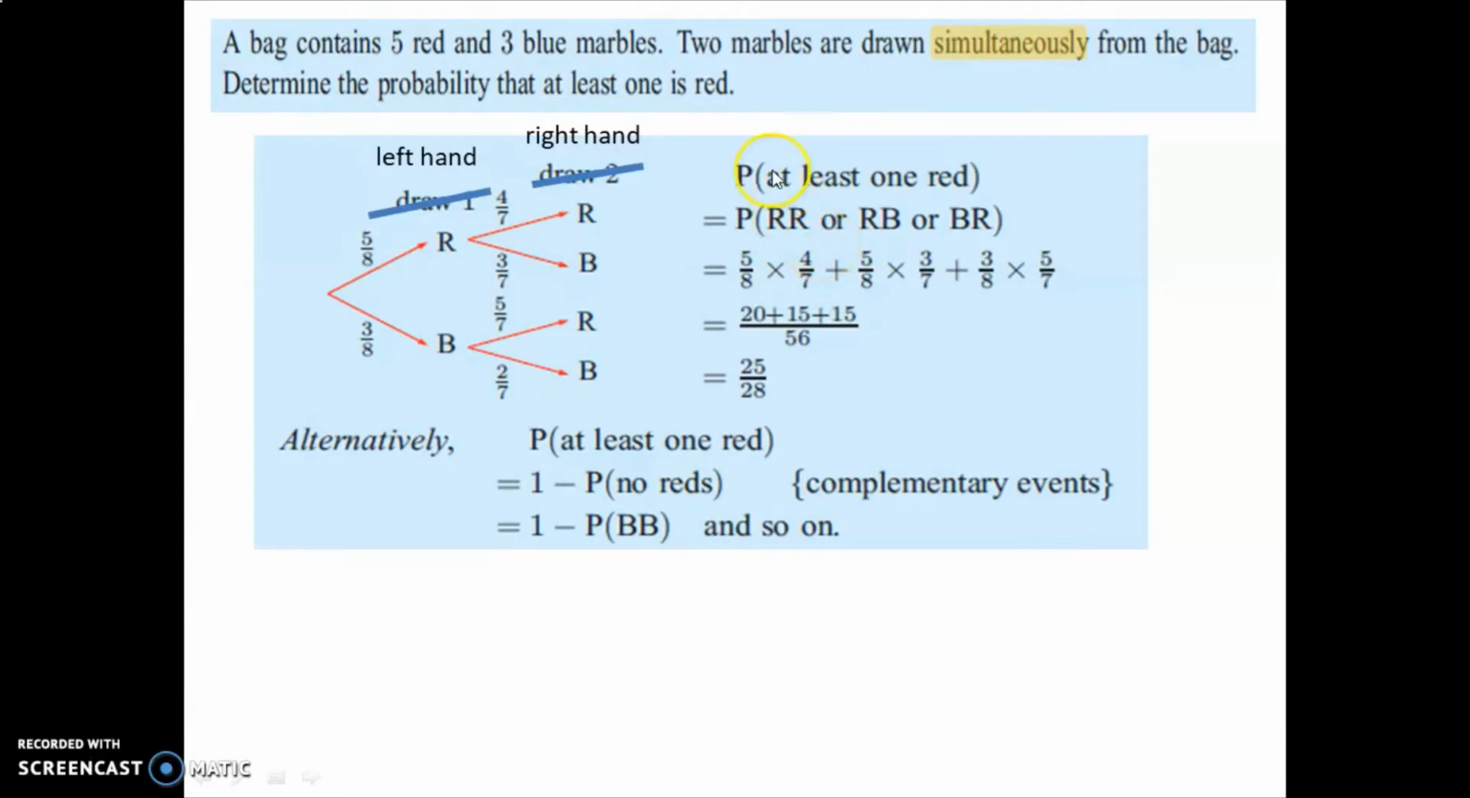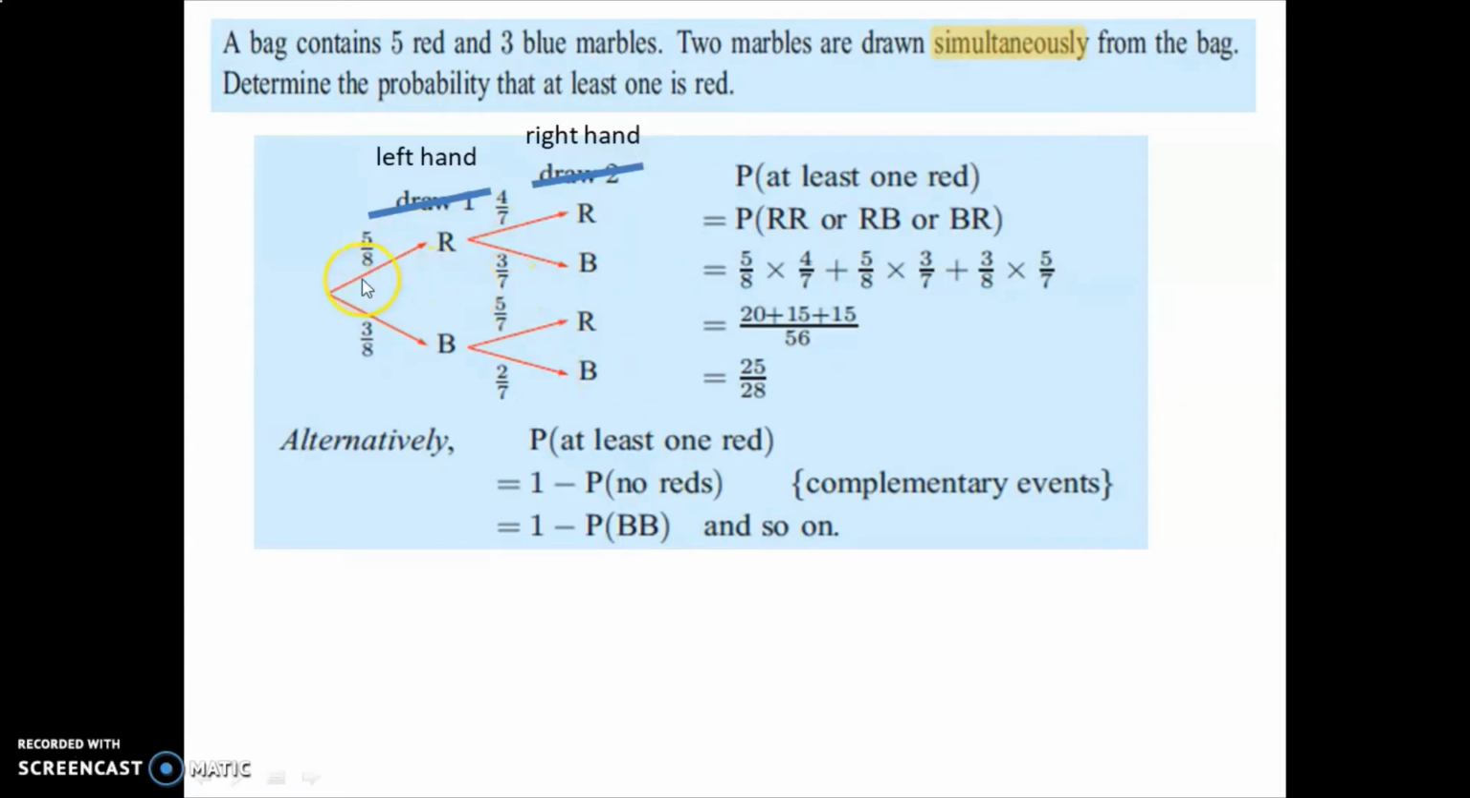So the probability we're looking for is the probability of drawing at least one red marble. And at least one red means, well, either a red-blue or blue-red or both reds. All those situations show at least one red. So looking at the tree diagram, that is your red-red path, your red-blue path, or your blue-red path. So 3 of the possible 4 paths lead to this answer. But as we saw before, we can't just say the probability is 3 out of 4, because each path has different probability values.